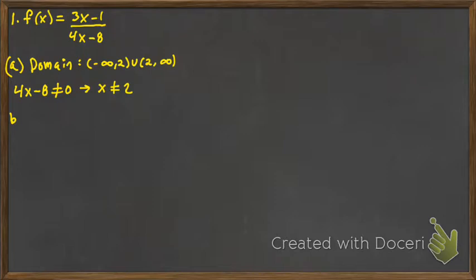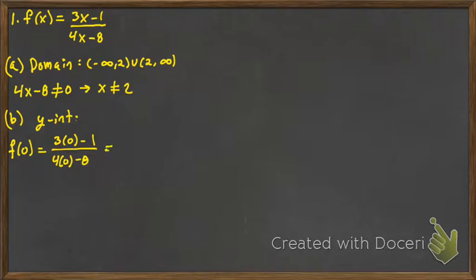The second thing I have on our list to find is the y-intercept. If we're going to look for the y-intercept, that means the x is 0. So we can just plug 0 in: 3 times 0 minus 1 over 4 times 0 minus 8. That's going to give us 1/8. If you want, you can convert that into a decimal, which might be a little bit easier: 0.125, which is pretty close to the x-axis.